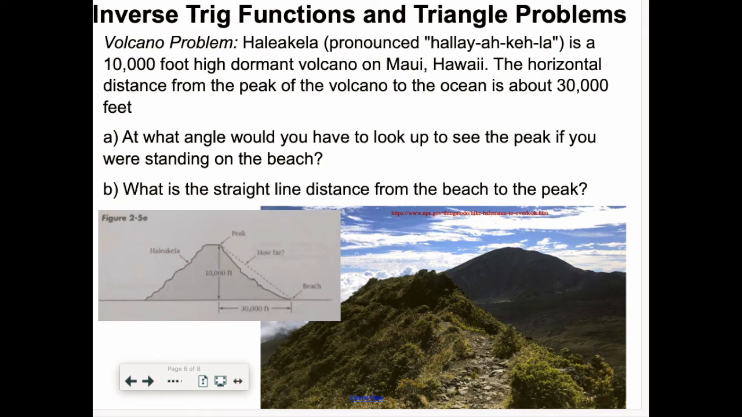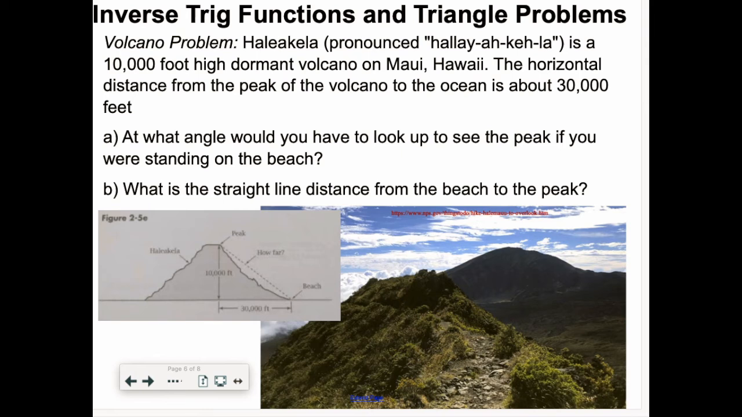Our volcano problem. Haleakea is a 10,000 foot tall dormant volcano on Maui in Hawaii. The horizontal distance from the peak of the volcano to the ocean is about 30,000 feet. At what angle would you have to look up to see the peak if you were standing on the beach? And what is the straight line distance from the beach to the peak?